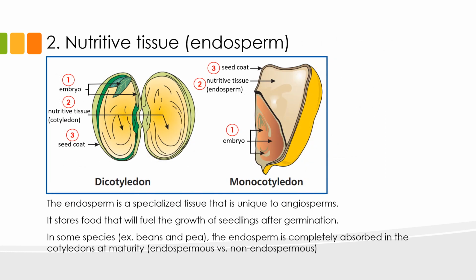Another major part of a seed is the endosperm. The endosperm is a specialized tissue that is unique to angiosperms or flowering plants. The endosperm stores food that fuels the growth of seedlings after germination. In some species like beans and peas, the endosperm is completely absorbed in the cotyledons at maturity.